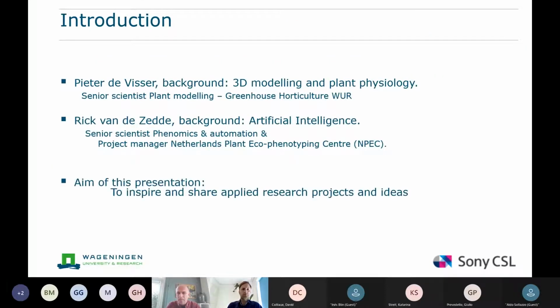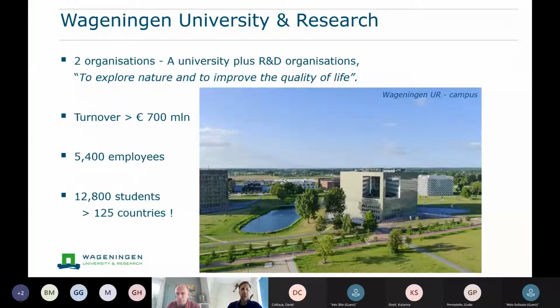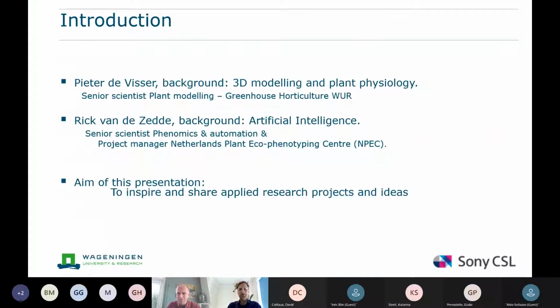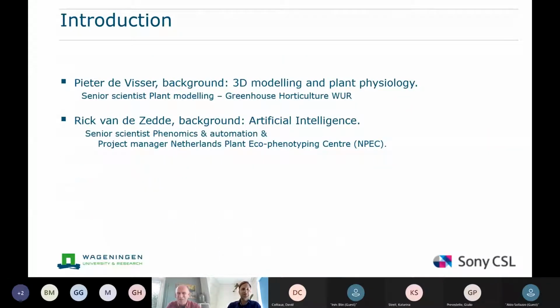I'm having a background in 3D modeling of plants and plant physiology. And I'm working on a greenhouse horticulture business unit. Rick has a specialism in artificial intelligence and nowadays working in phenomics and automation. Okay, so we are both from Wageningen University and Research, and you can see that on the next slide.